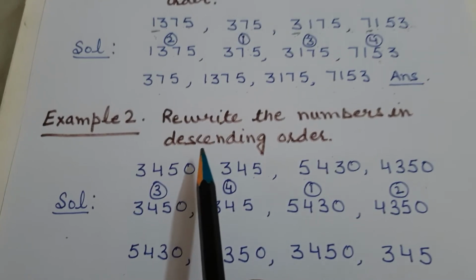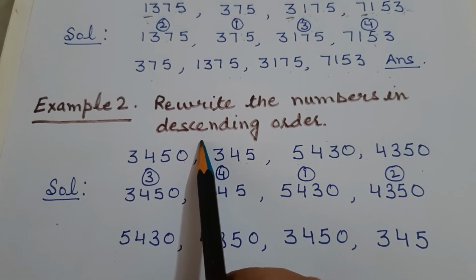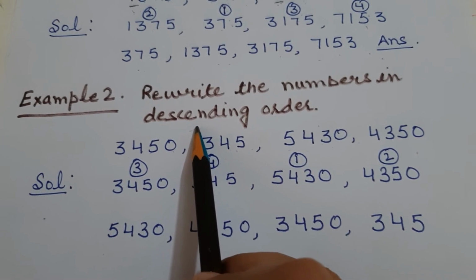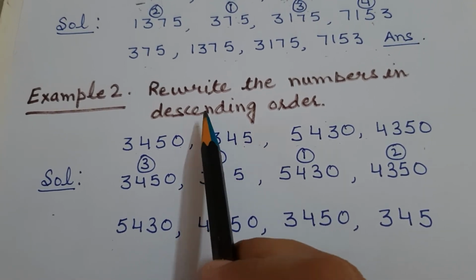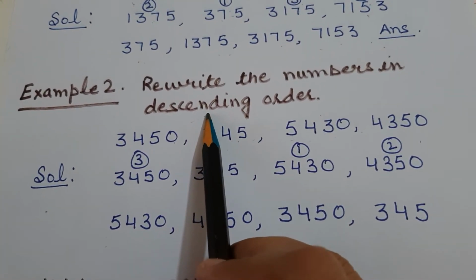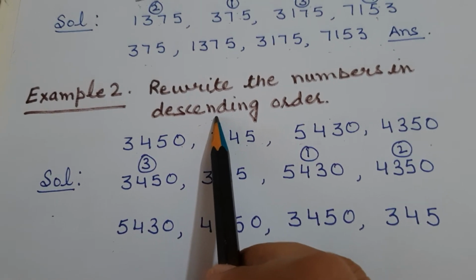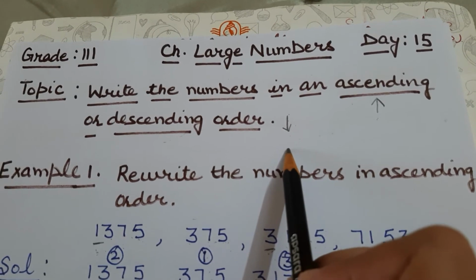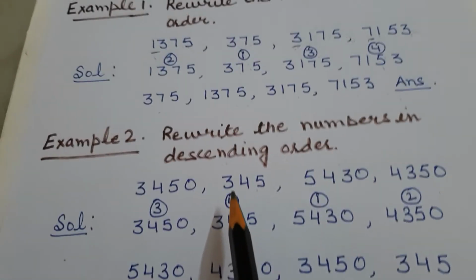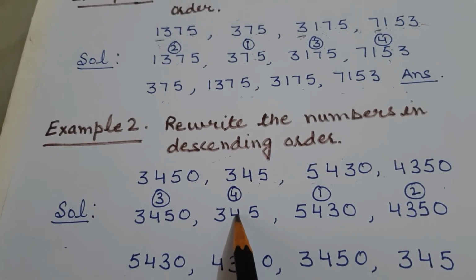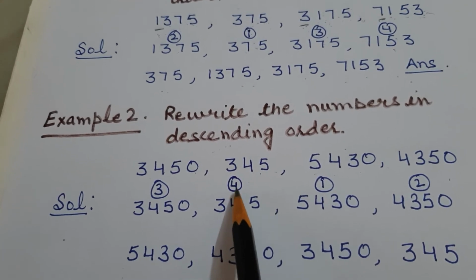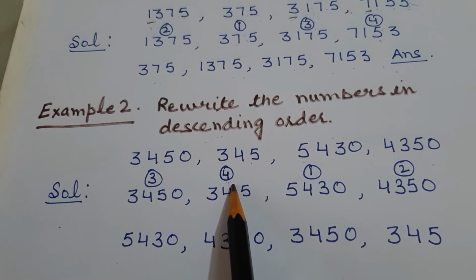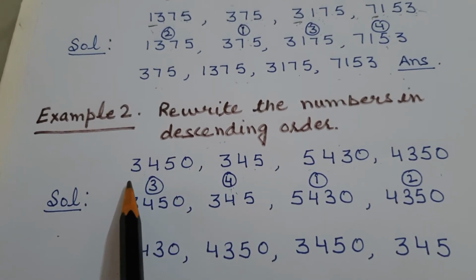But now we are writing in descending order, so we will start from the biggest number. It means it will end at the smallest number. See, biggest to smallest. So the smallest number will be at the end, so we give this number 4. This is the smallest number.